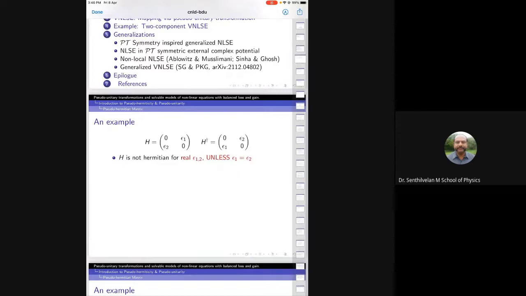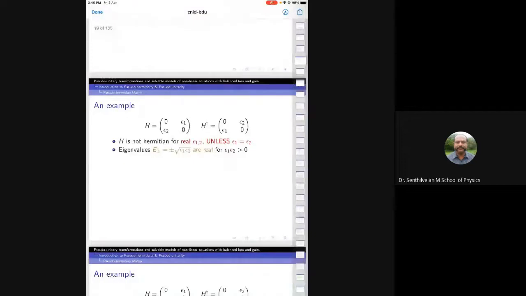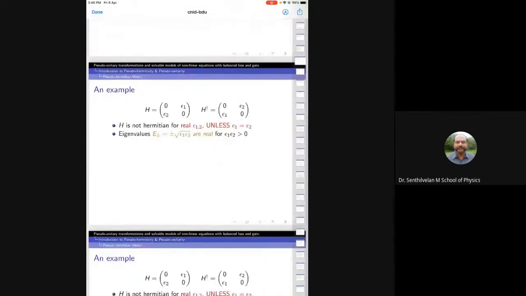Now that does not mean that the eigenvalues of this matrix are necessarily complex. If we calculate the eigenvalues, it's a very trivial calculation. We find that the eigenvalues are plus minus square root of epsilon 1 epsilon 2. As you can see, if any one of them is negative, say epsilon 1 or epsilon 2, since it is residing inside the square root, the eigenvalues will be complex conjugate. But if the product epsilon 1 epsilon 2 is positive, then the eigenvalues are real.